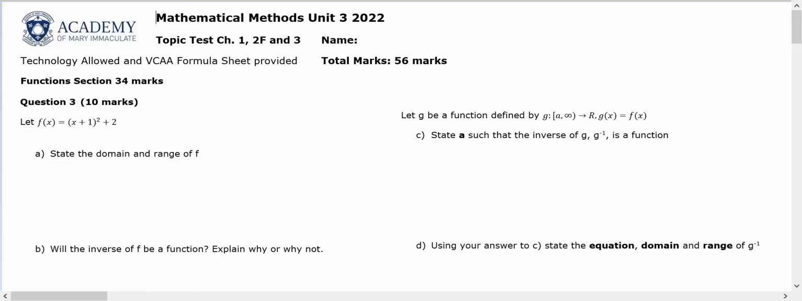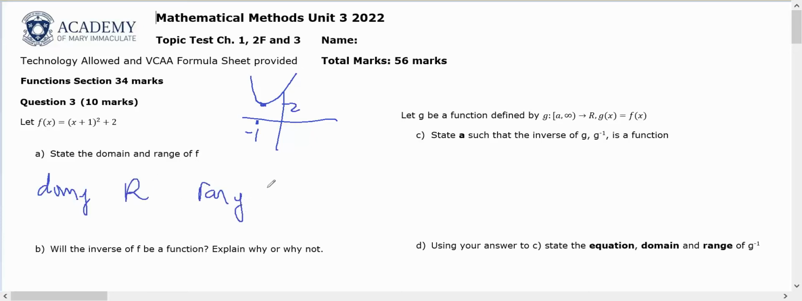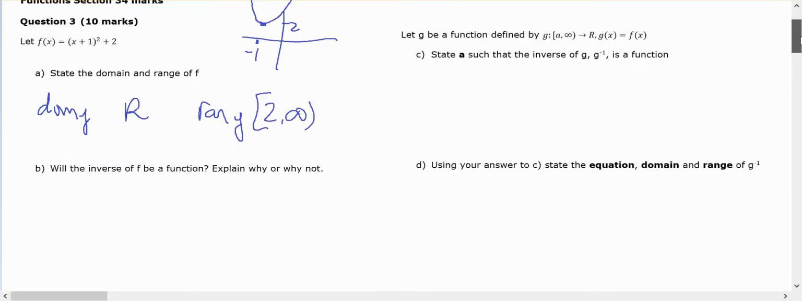Okay, question number 3 is our inverse question, but there's also some composites at the end. So I have this parabola. I can see the parabola goes to the left -1 and up 2 and sits like this. So the domain of f is going to be all real numbers, and the range of f will be 2 to infinity, inclusive of 2.